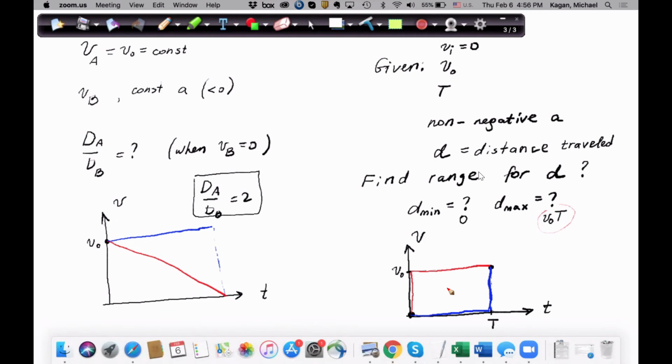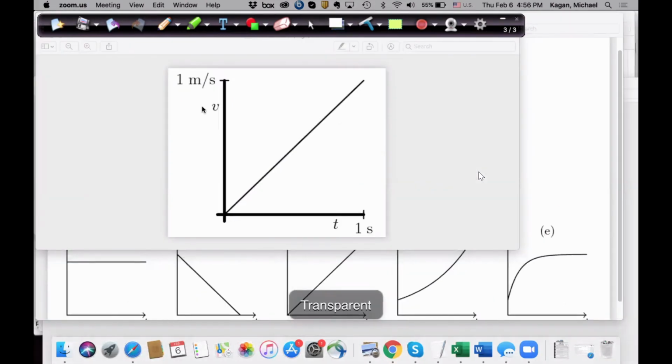Yeah, let's do those problems that you saw. Okay, so let me explain what this is about. The velocity as a function of time is given by the graph that you see. What is the total displacement of the particle in the interval from 0 to 1 second?